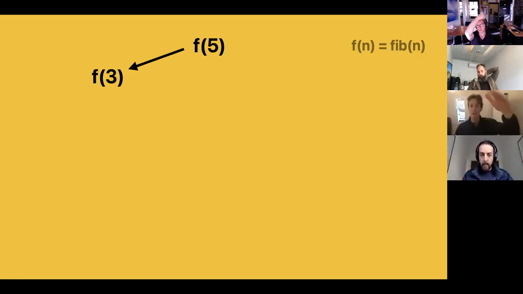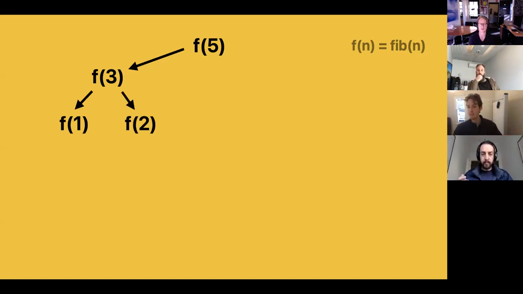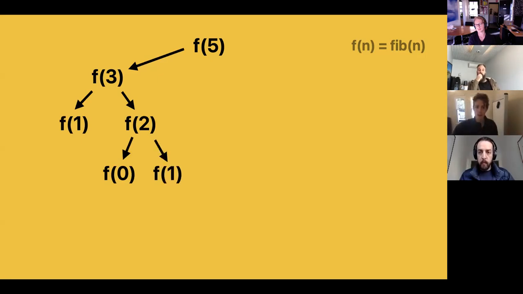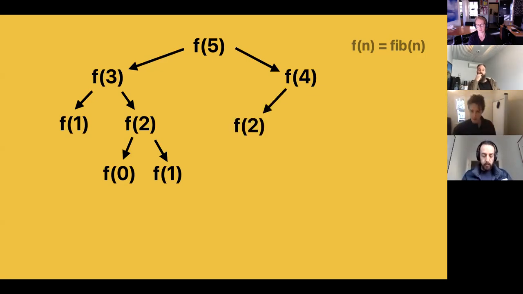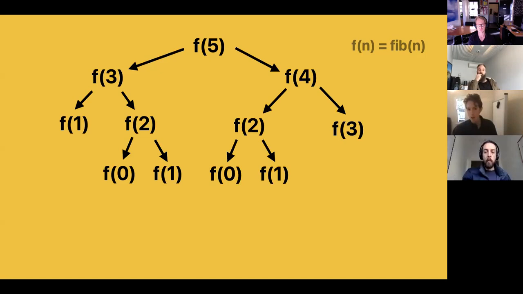So let's start with the minus 2 case. We've got to compute f of 3 first. Then f of 3 is like, yeah, but I need to compute f of 1 before I can do anything. And f of 1 is a base case, so it says, okay, cool. F of 3 goes, cool, I've computed f of 1, but now I need to compute f of 2 before I can say anything, right? F of 2 says, well, I need to compute f of 0 and f of 1 before I can return anything. And eventually that gets returned up to f of 5, and f of 5 goes, oh great, I've computed f of 3, but I still need to compute f of 4. So then it just does the same thing, right? I need to compute f of 2 and so on and on and on.